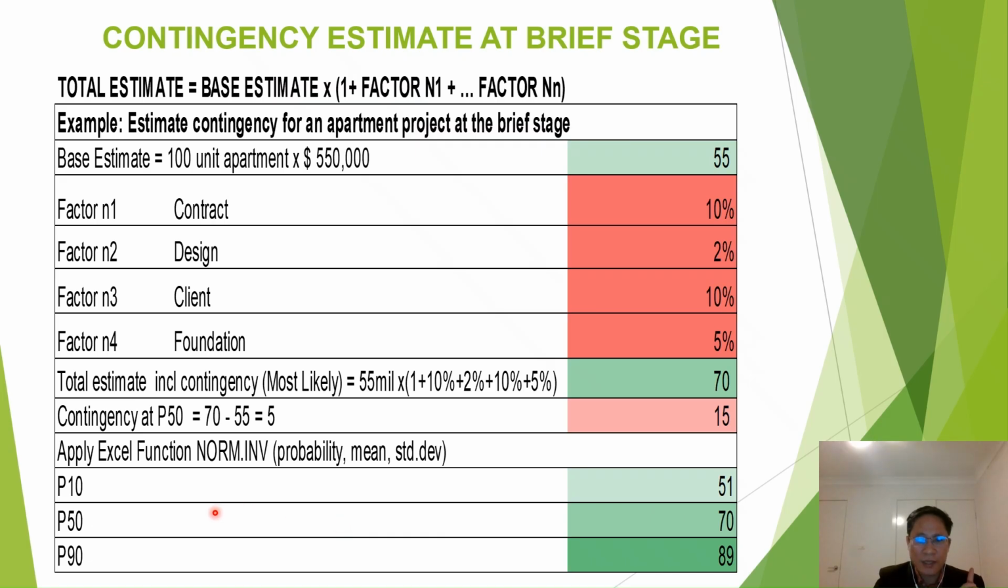B10 means 10% that the project will be completed with a budget of 51 million, and B50 means 50% the projects will be completed with 70 million of budget, and the same for B90. And now I will demonstrate in Excel how to calculate the function NORM.INV.